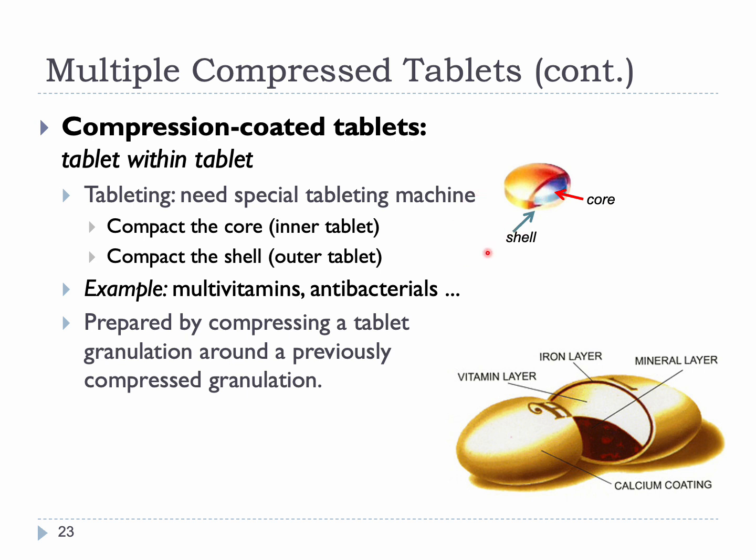To make this kind of tablet, a special tablet machine is needed. The compact core, the inner tablet, looks like this, and the outer tablet has the compact shell. That means the machine can make two separate tablets and then have them stick together. Examples of this kind of multiple compressed tablets are multivitamins or antibacterials.